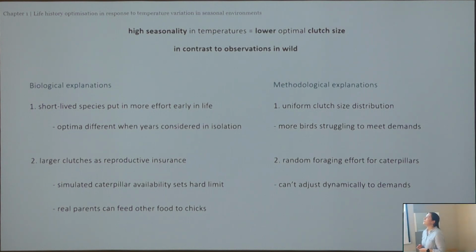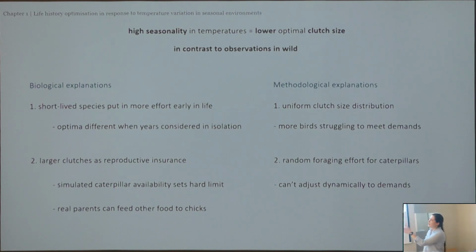And also in the wild, larger clutches can act as reproductive insurance. The birds in the wild can collect other types of food for their young, whereas in the models, the caterpillar availability set a very hard limit. So once it was out, the parents had to abandon the brood.